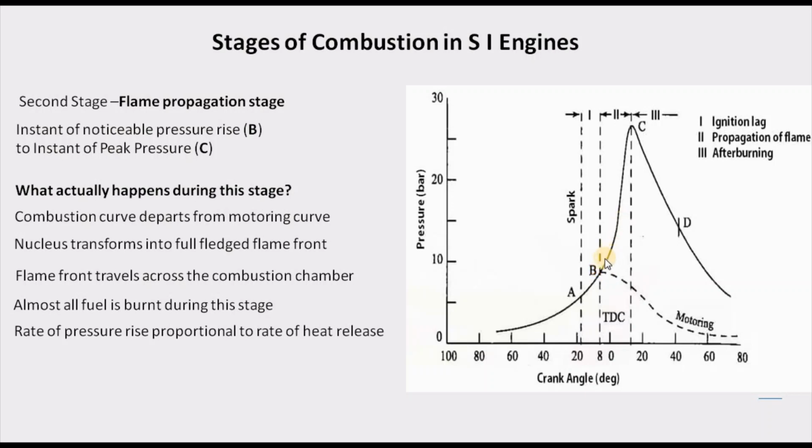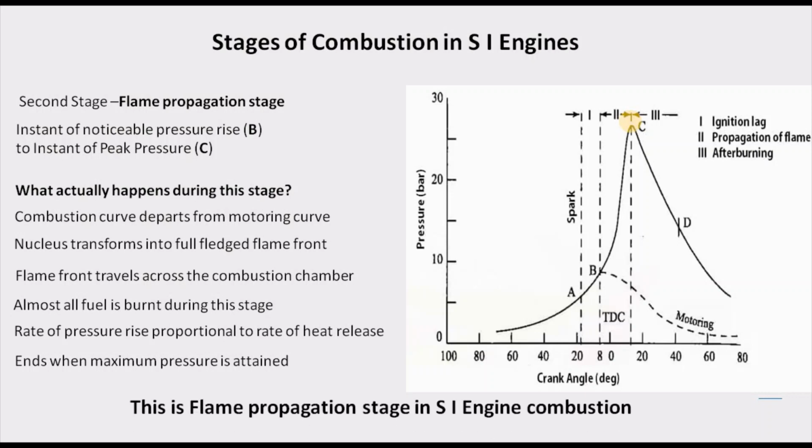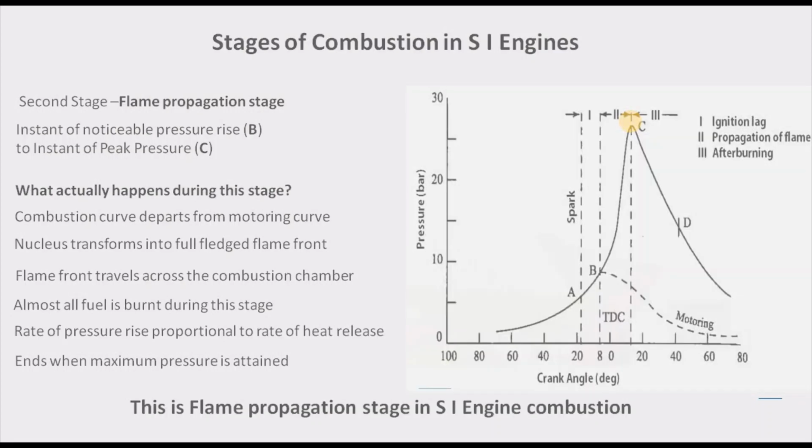So if the amount of heat release is more, then this curve will be steeper, but if the heat release is lesser, then the slope will be lesser and it will go like this. So that is the meaning of the rate of pressure rise being proportional to the rate of heat release. And this stage is going to end at point C where the maximum pressure is attained. So this is what is happening in what we call the flame propagation stage, or second stage of combustion, in case of SI engines.